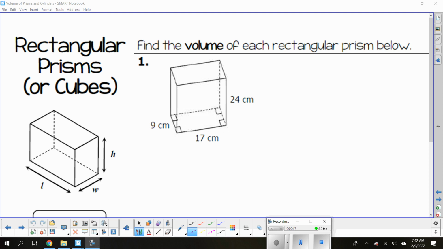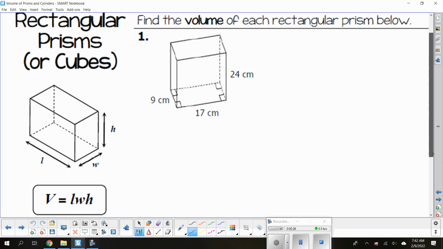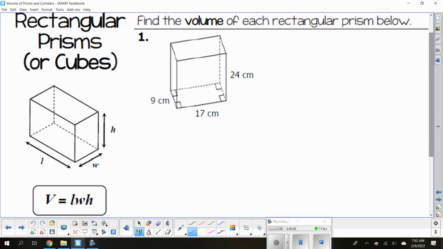So the first type is your rectangular prisms, or we can call it cubes if our bases are squares. But for this one, our volume formula is just to take the length times the width times the height. So they're going to give you all three of those dimensions. Again, our base shape is this bottom rectangle. If you think back to what we were doing yesterday.